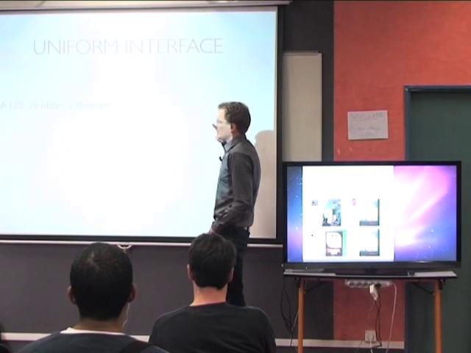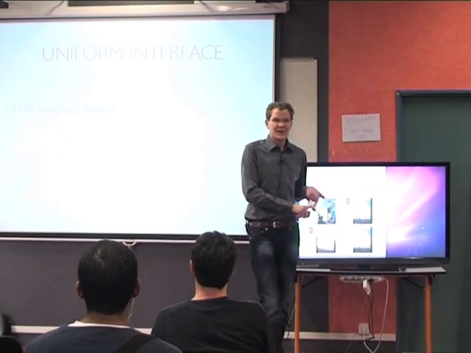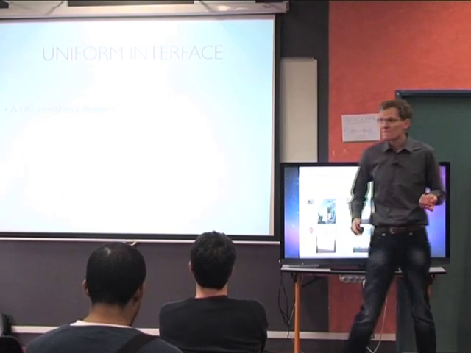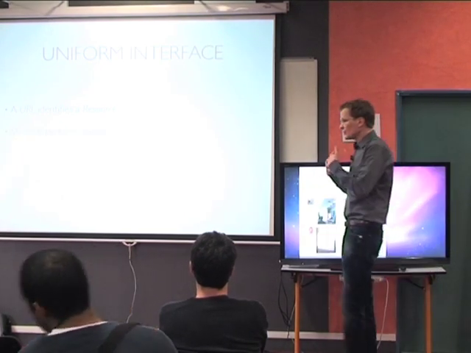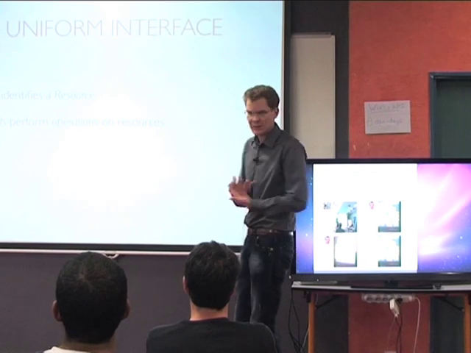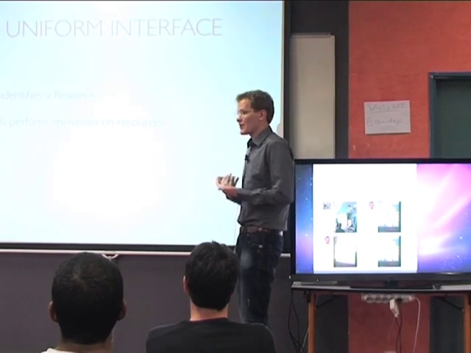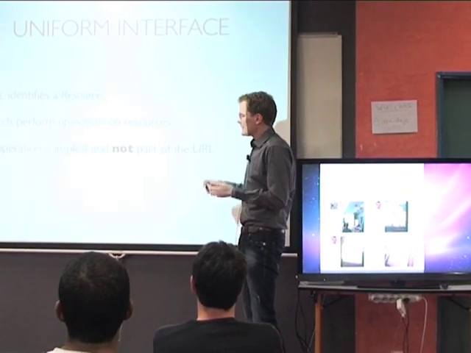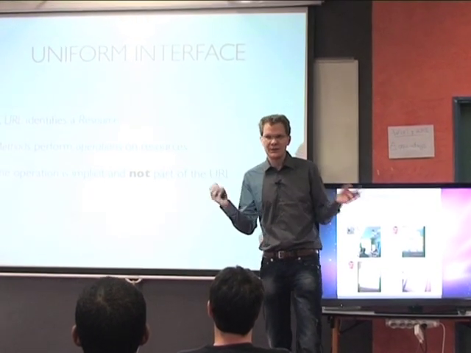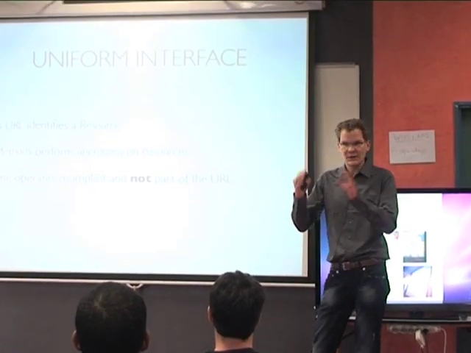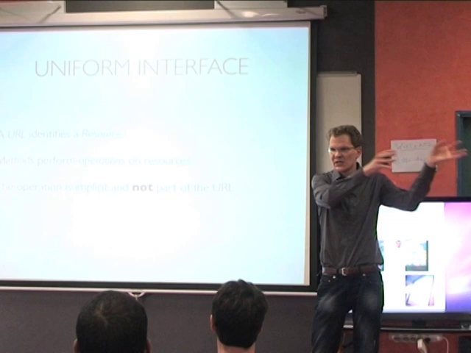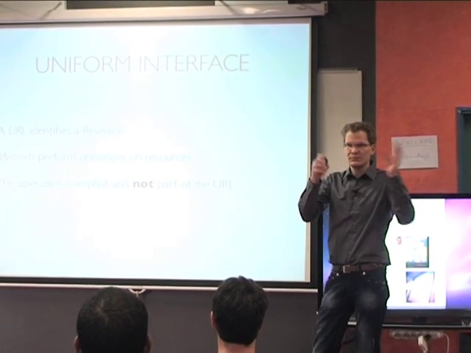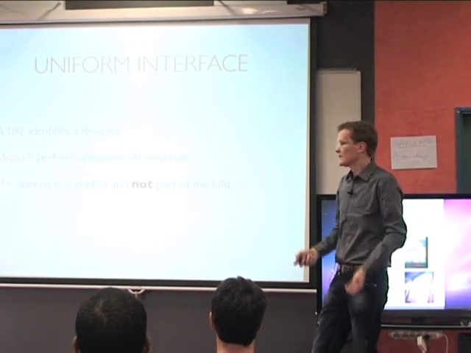The uniform interface basically says you have a URL that identifies a resource. Then you use methods, which HTTP calls verbs, to perform operations on these. That operation doesn't have to be part of the URL; it's implicit from what you're doing. You delete the cup of coffee. You post to it. You get the product.